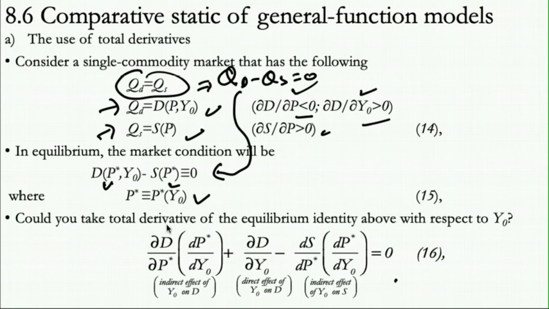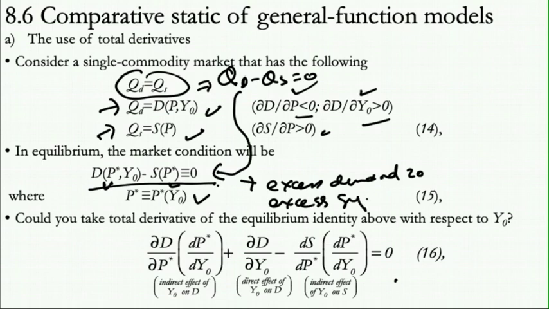Before we take the total derivative of 15, let's recall this one. If you see this, that means demand minus supply equals 0. That means what happens to excess demand? Excess demand is equal to 0. What happens to excess supply? Excess supply also equals 0, because when we have this, it means the equilibrium condition has been met, isn't it? And here, like I said earlier, price depends on income. So we have expression 15 here with the condition of this. Could you take the total derivative of 15, on the equilibrium identity above, with respect to y?